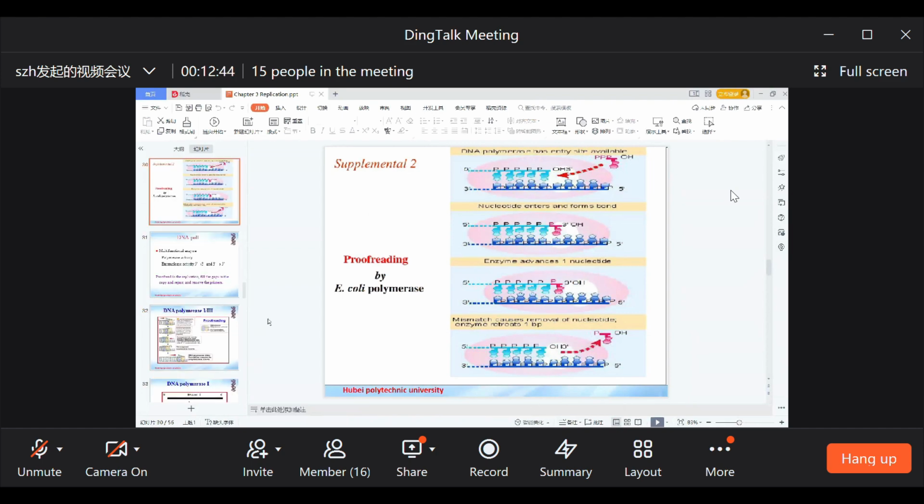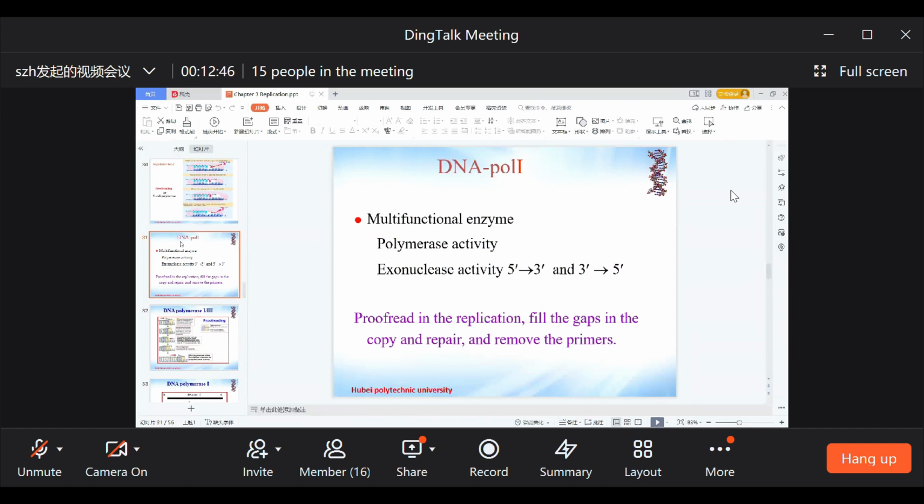Here, I explain something about the DNA polymerase. For prokaryotic organisms, you can see polymerase 1 is a multifunctional enzyme. It has polymerase activity and can catalyze and synthesize the offspring DNA sequence. And another one, you can see the exonuclease activity.